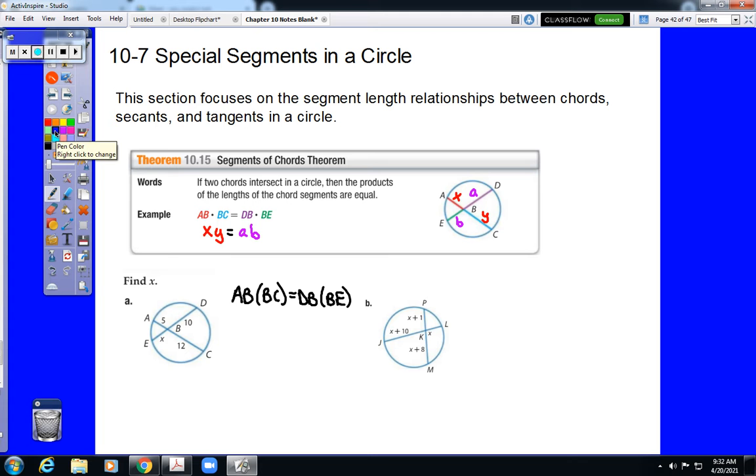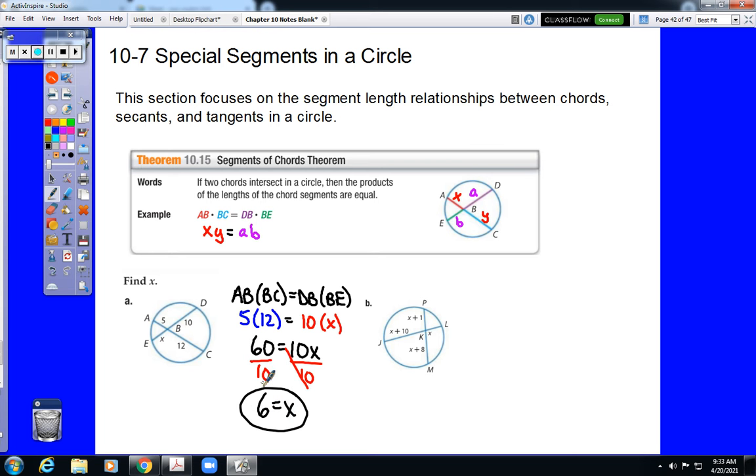So that would be 5 times 12 equals 10 times X. Okay, so we're just going to solve that equation. 5 times 12 is 60. 10 times X is 10X. And then we divide by 10, which gives us X equals 6. Okay, so on the surface, it's a relatively simple idea.